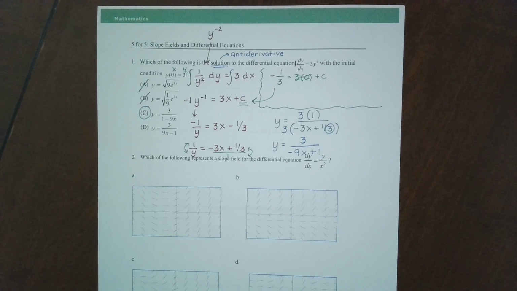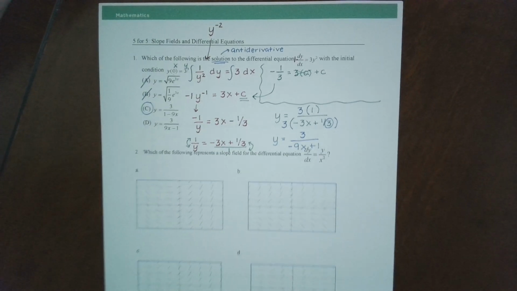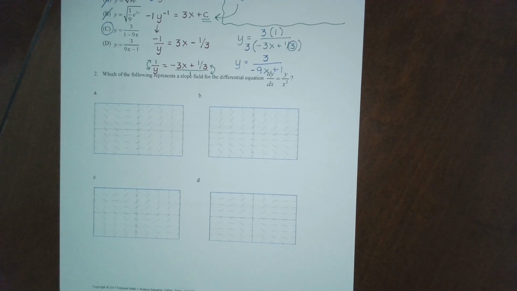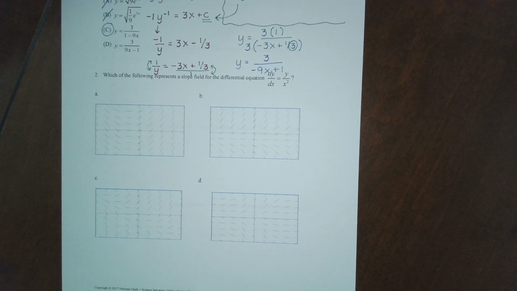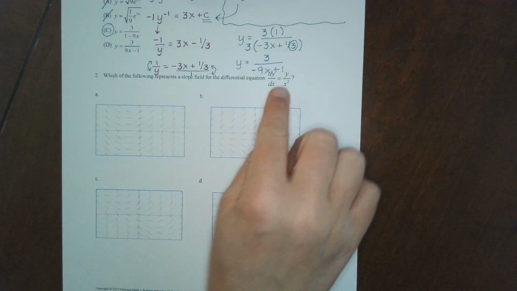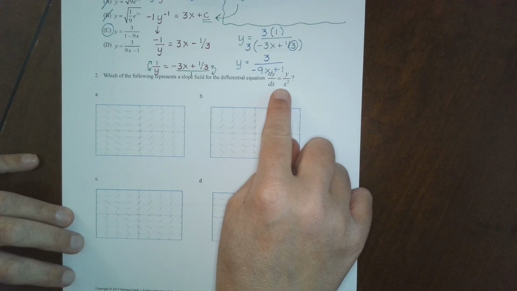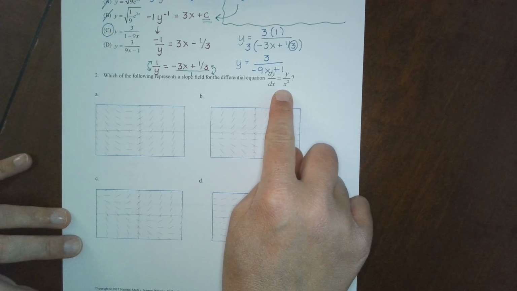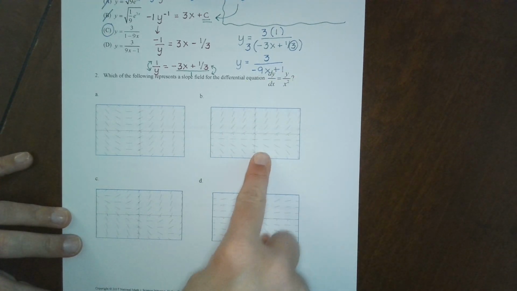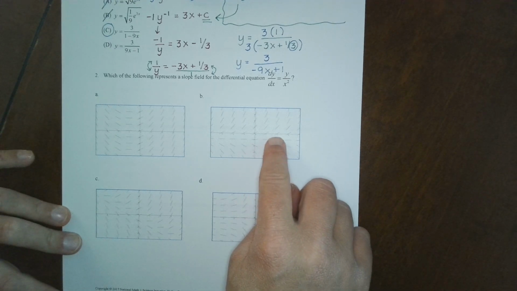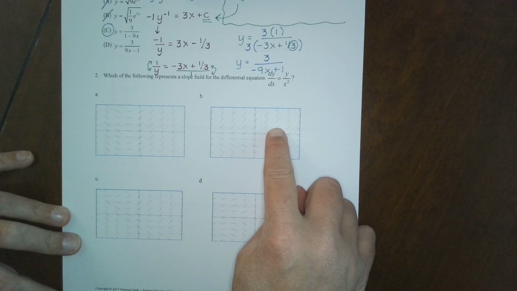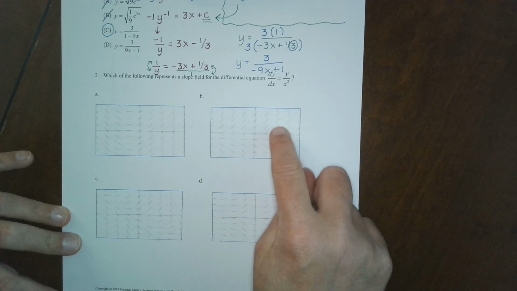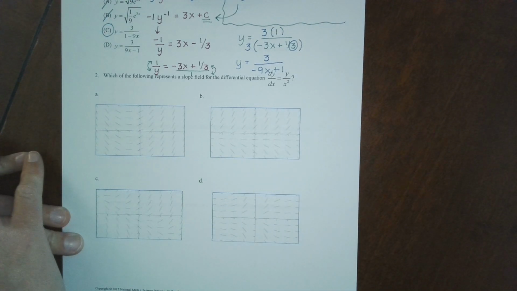Okay, let's move on and talk slope fields in number 2. It says, which of the following represents a slope field for the differential equation? Okay, so I want you to remember, because we seem to struggle with these problems, this is the equation that generates all the slopes, right? So if I was to say, for example, that this was going to be my answer, I should be able to pick any point off this graph and plug in the xy coordinates here, and it would give me the slope of that little line that you see there in the slope field.